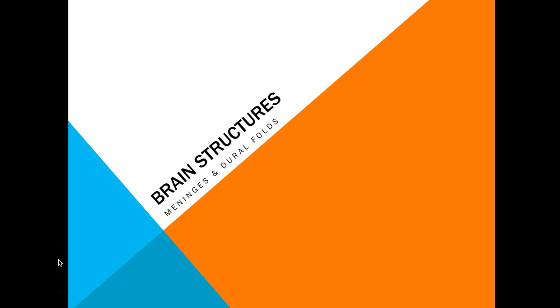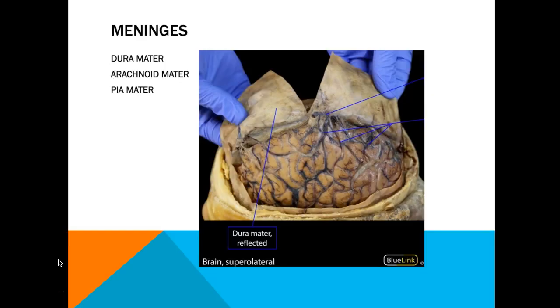So I realized that there were a couple structures that we had left off of your lab manual, so I'm going to add them in here. The first section will be about meninges and dural folds. We'll discuss meninges in detail in the lecture portion of your course, but in the lab you will be able to see the dura mater and arachnoid mater and pia mater.